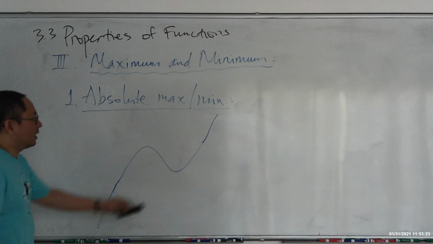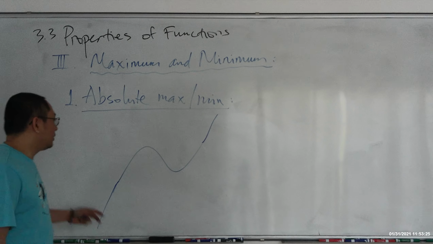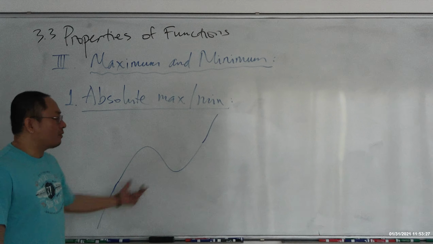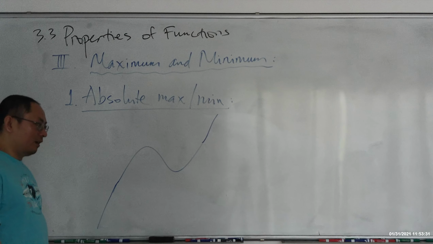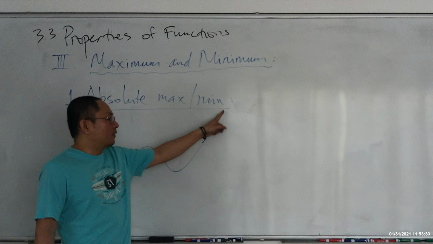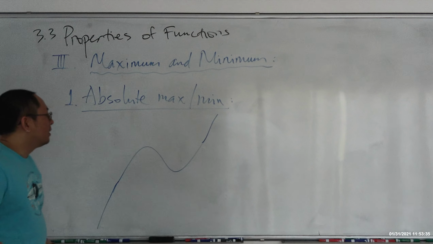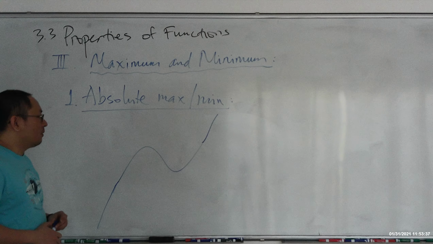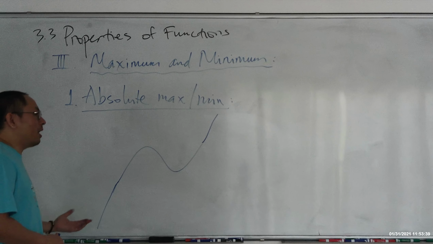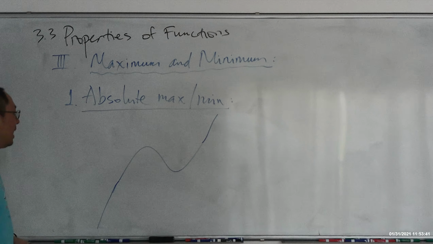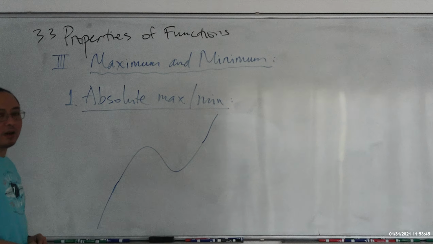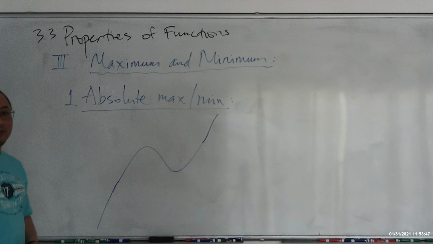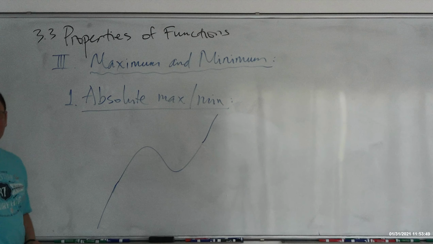Just keep going down forever. Keep going up forever. And you do not have any absolute min or absolute max because one point of the graph keeps going down forever, you cannot find the lowest point. Another point of the graph keeps going up forever, you will not have any absolute max. Okay? So some graph may have an absolute max, no absolute min. Some other graph may have an absolute min, no absolute max. Some graph may have neither one of those.